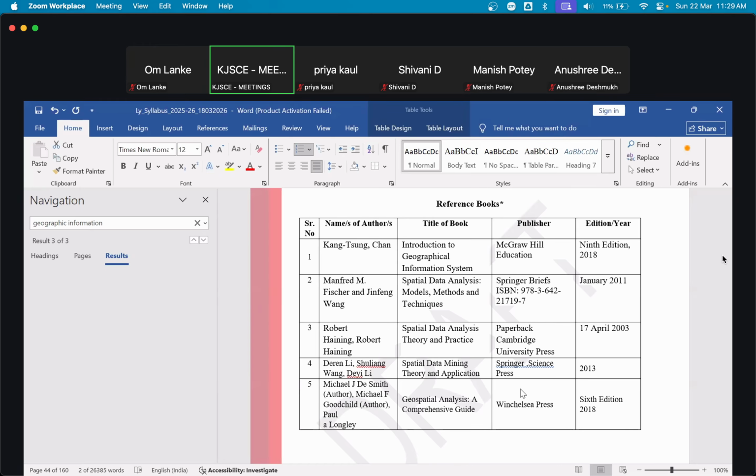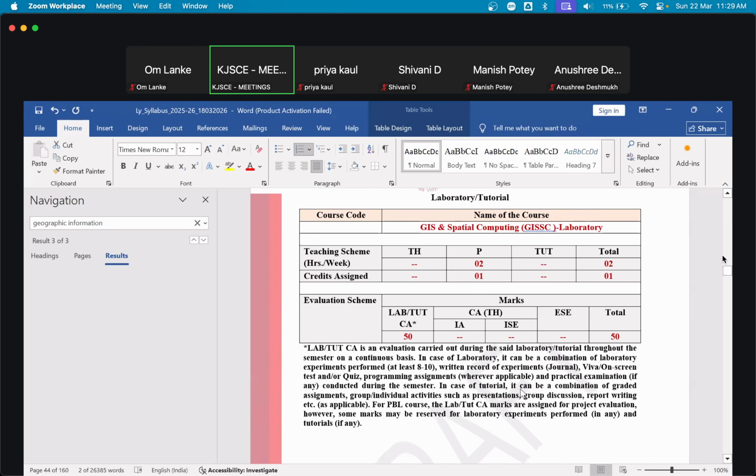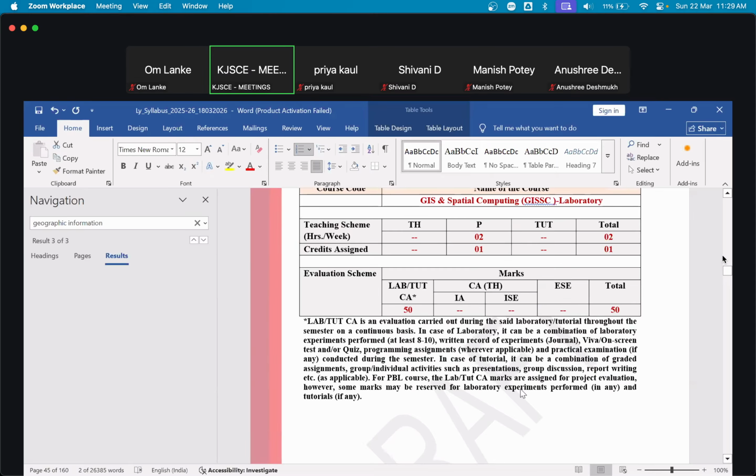During the lab experiments, you will work on different types of data. First of all, you'll understand what sources are available to get spatial data. We'll study the different sources, how to take the data from them, and then how to understand and use that data. Various lab experiments will be based on plotting of the data using GIS software.